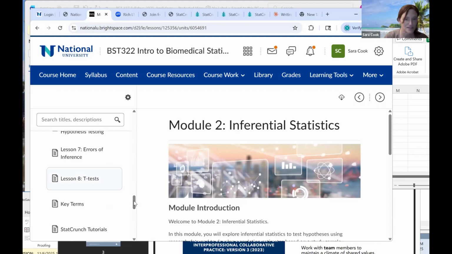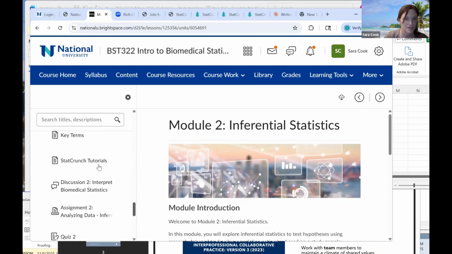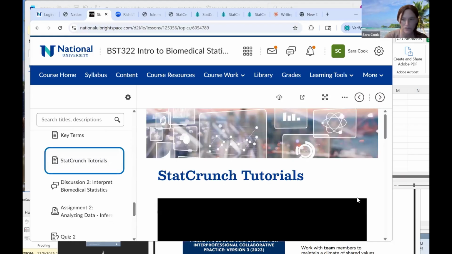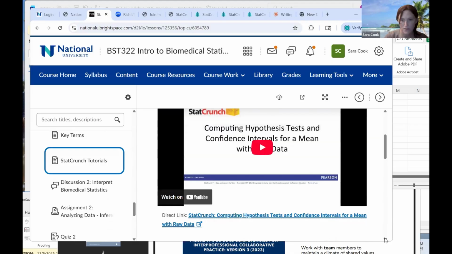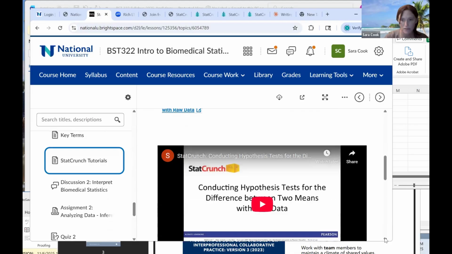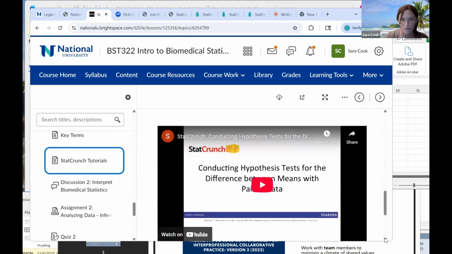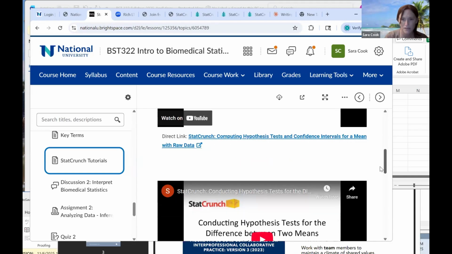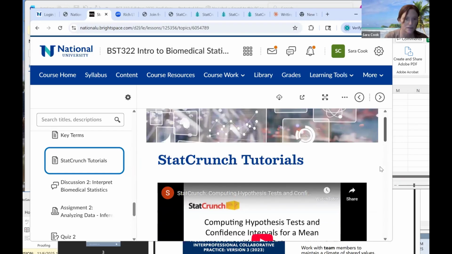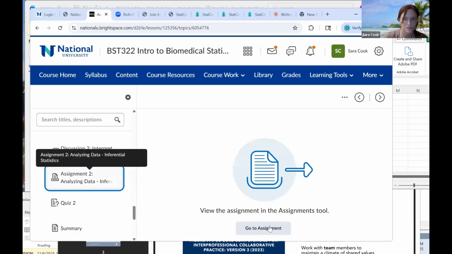And not until lesson 8 do we even talk about t-tests. Okay. And then likewise in StatCrunch tutorials, you have how to do a confidence interval for a mean, how to tell the difference between two means, paired data, which comes up in our assignment. Okay. I don't think there's a lesson here on the one sample t-test. All right. So, analyzing data.